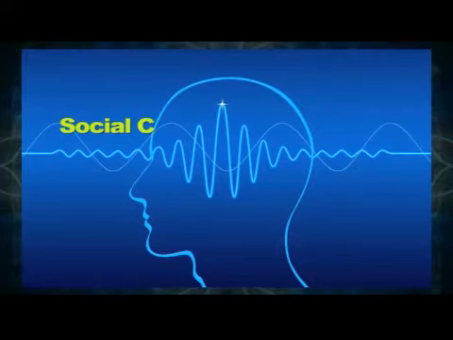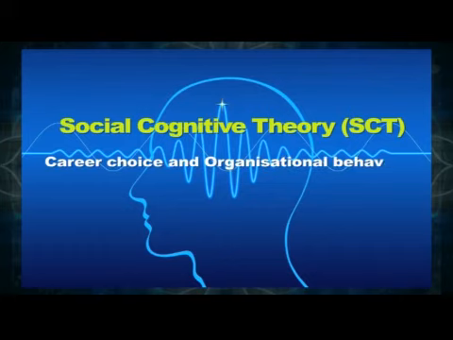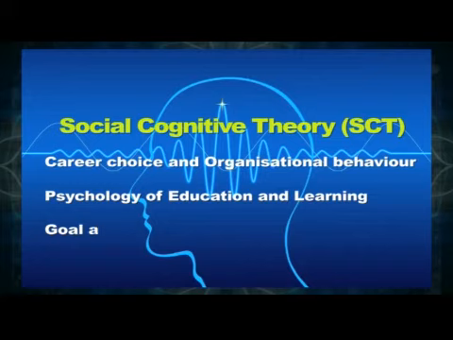Social cognitive theory has been applied to many areas of human functioning, such as career choice and organizational behavior, as well as in understanding classroom motivation, learning and achievement.